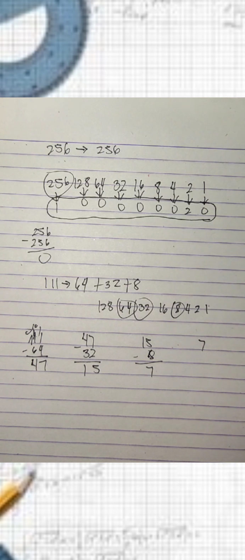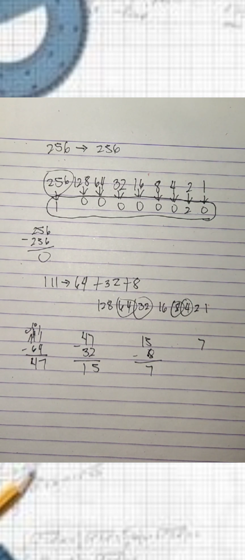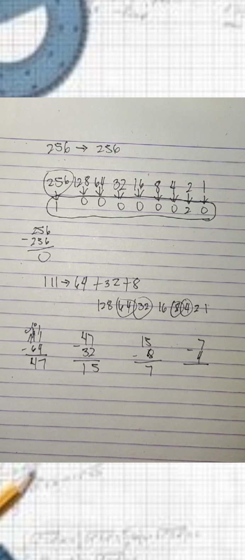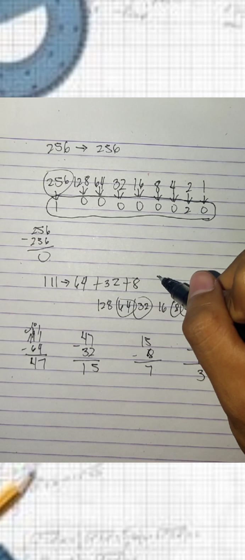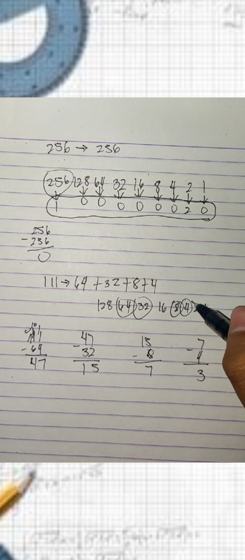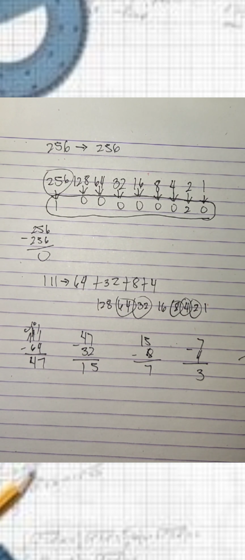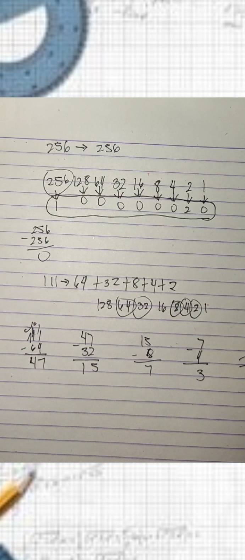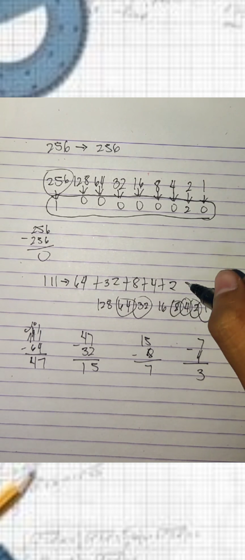7, hanap tayo mas mababa. 7 is 4. 7 minus 4 is equals 3. Lagay natin dito yung 4. So meron pa rin siyang 3. Hanapin tayo 2, mas mababa sa 3. 3 minus 2 is equals 1. Lagay na natin dito yung 2. Meron pa rin siyang 1. So 1 na lang, sakto. Is equals to 0. Yan.